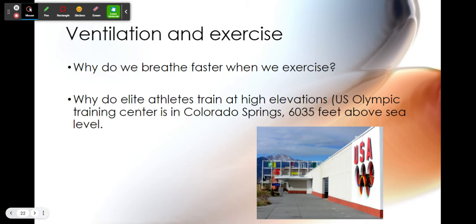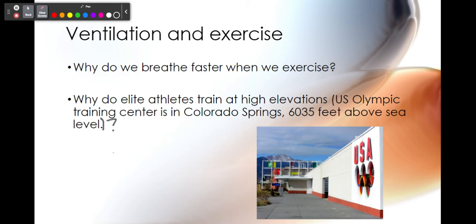All right, so quick question. Why do we breathe faster when we exercise? And another quick question. Elite athletes, like Olympic trainees, will train at very high elevations. Our U.S. Olympic Training Center is in Colorado Springs, which is 6,000 feet above sea level. Why is that a benefit? And also, what happened to my parentheses and question mark? So noodle on it.